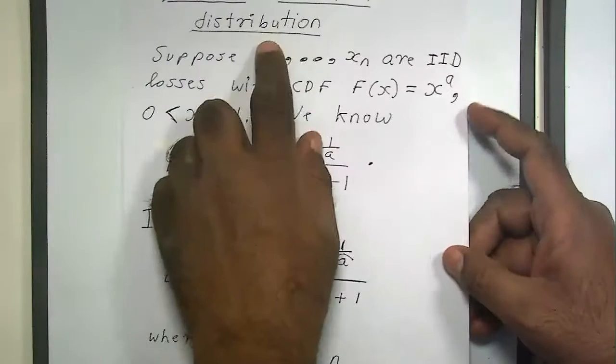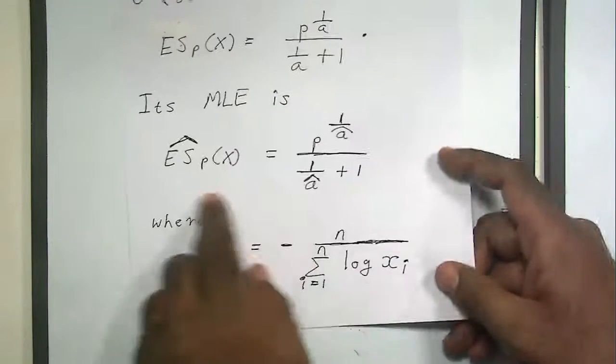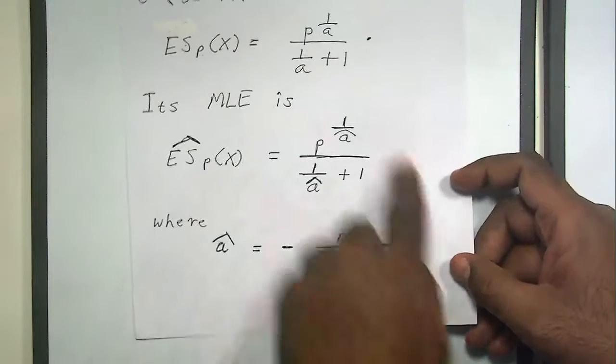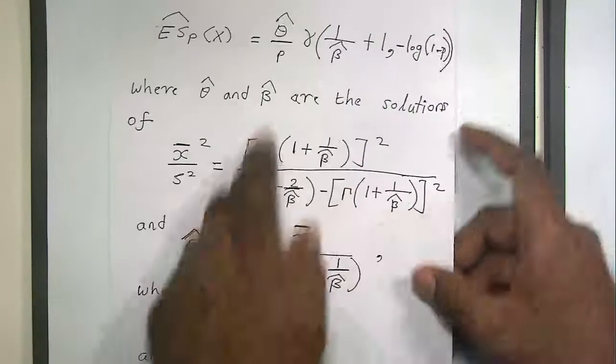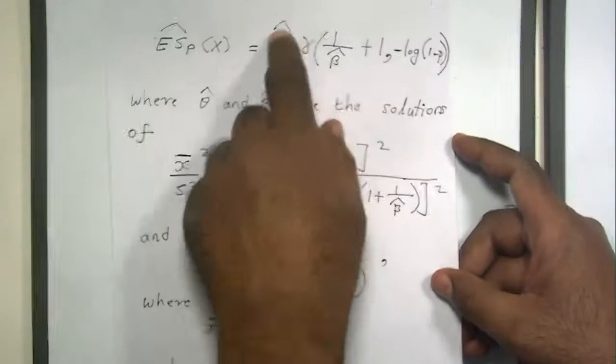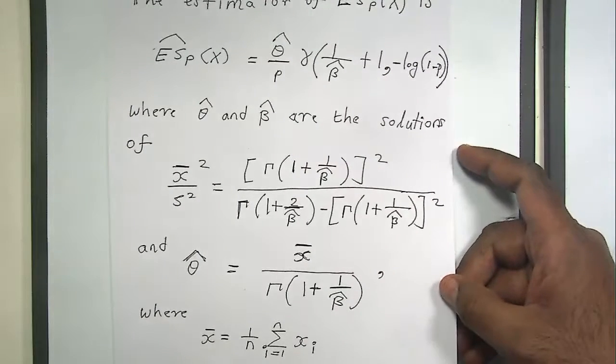The third one is the power function distribution method, and under this, the estimator for ES is given by this formula. The fourth one is the variable distribution method, and under this, the estimator for ES is given by this formula here. This is the formula for the estimator for ES for the variable distribution method, right?